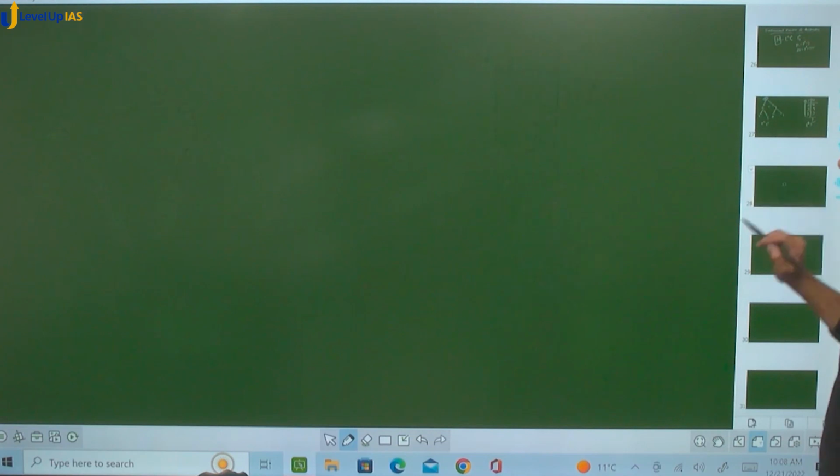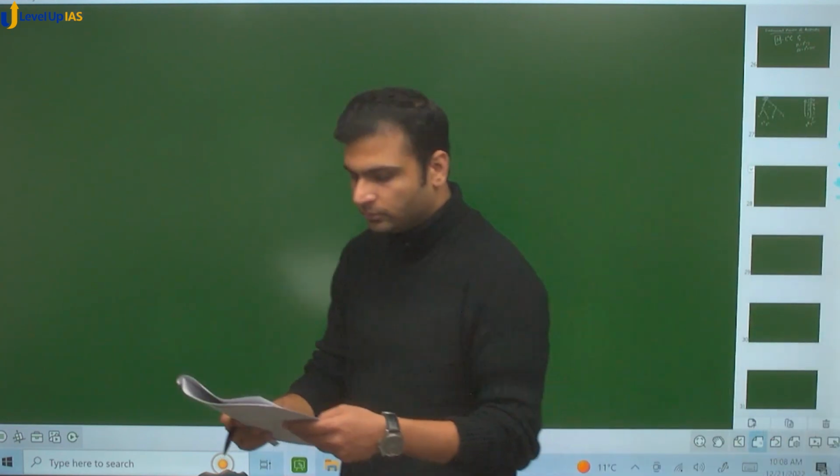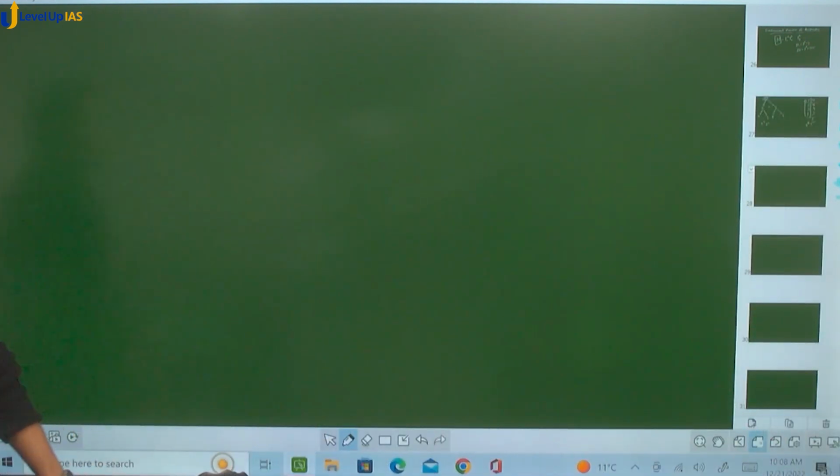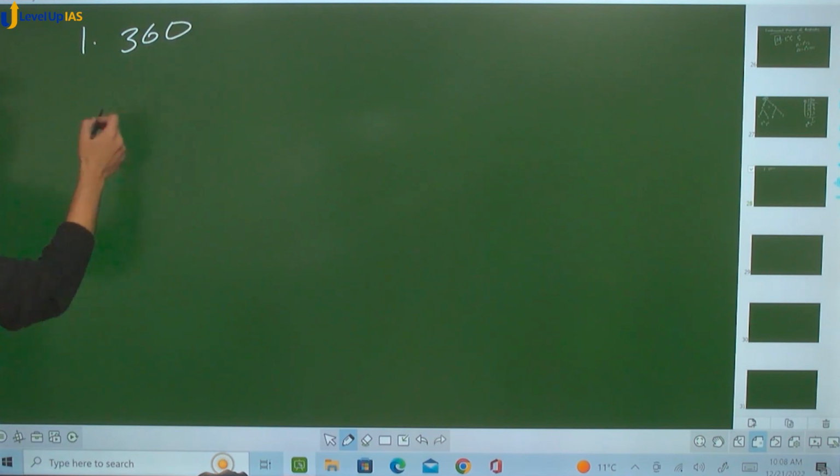Okay. Now, as practice, let us try to factorize two numbers. Write the prime factorization of all these numbers.